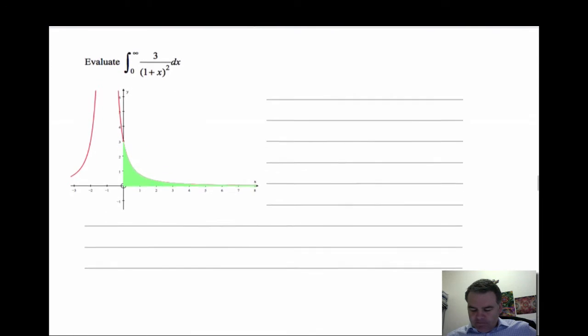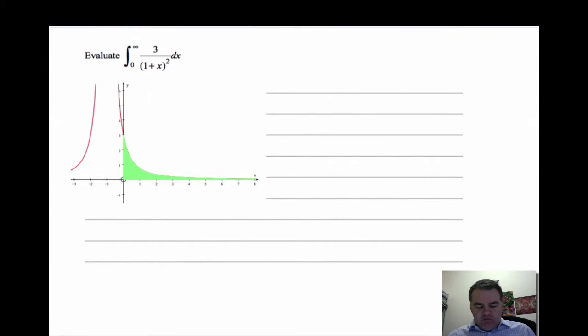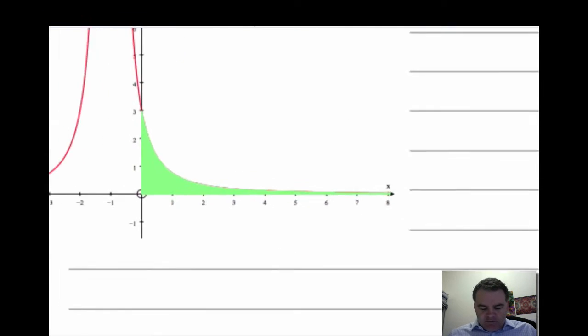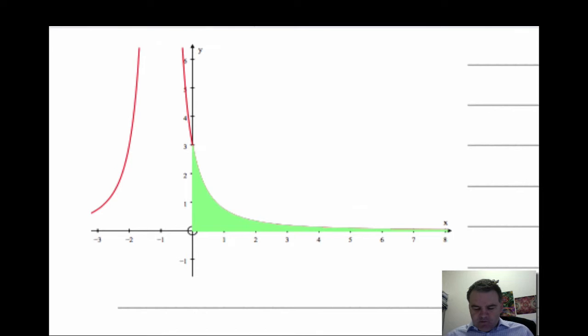So let's look at this first one, page 20 in the notes. We want to evaluate the integral from infinity to 0 of 3 over 1 plus x squared. So if you look at the graph, this graph actually goes on and on forever. It never touches the x-axis. And so you'd think that that area would keep going on bigger and bigger and bigger. But let's check it out and see how we resolve this one.